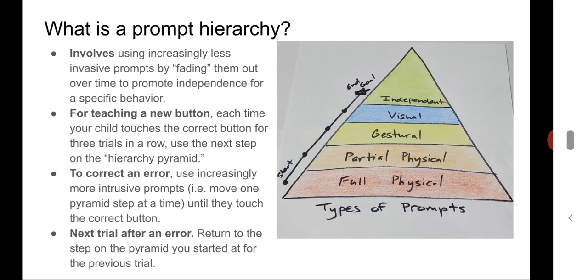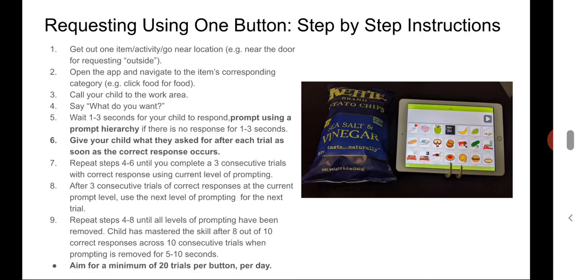But now we're doing a new trial. We're going to go back to using the gestural prompt again. So we started at gestural on the previous trial. We had to correct all the way using a full physical. On the new trial, we go back to the gestural prompt. I know that sounds confusing, and even one more slide is going to make it sound even more confusing, but hopefully the visuals that follow will clear everything up.